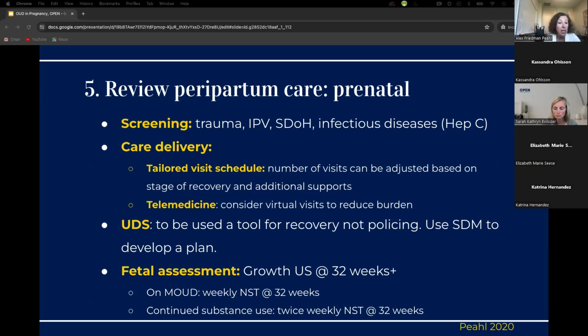And then fetal assessment is an important part of surveillance. We recommend a growth ultrasound at 32 weeks for patients with ongoing use or who are receiving medication for opioid use disorder. We start non-stress tests weekly at 32 weeks for patients who are receiving medication for opioid use disorder, and then recommend twice weekly testing for patients who have continued ongoing substance use.